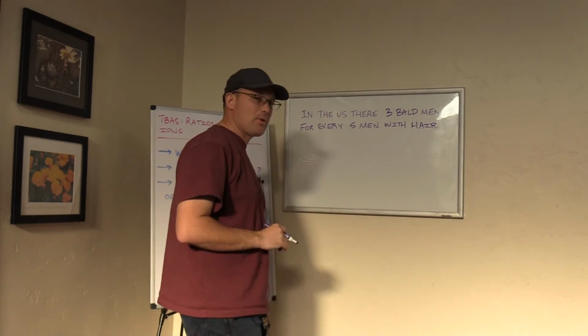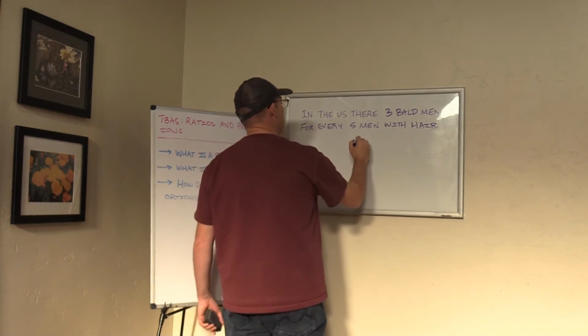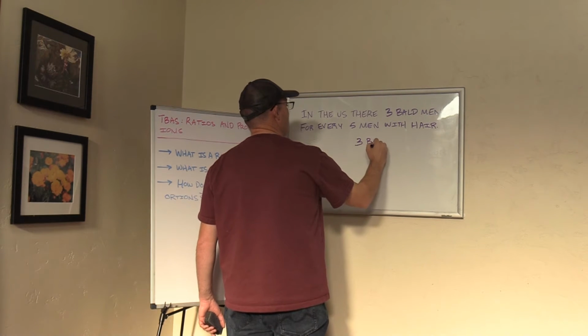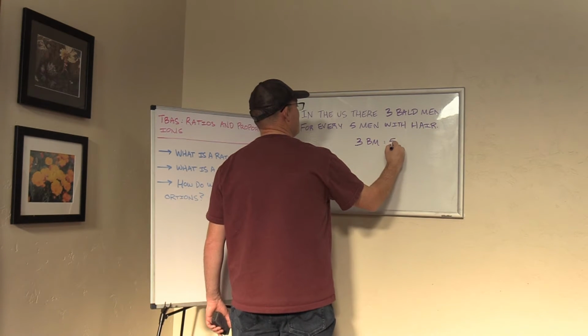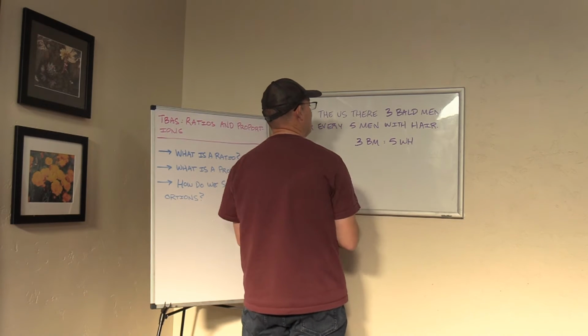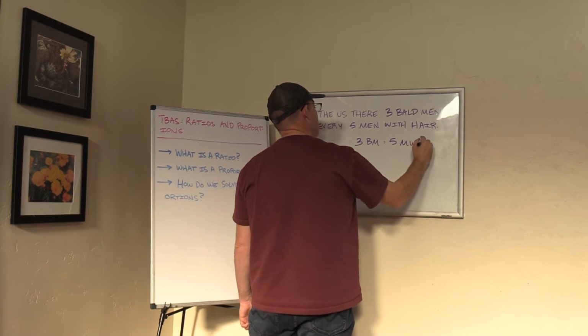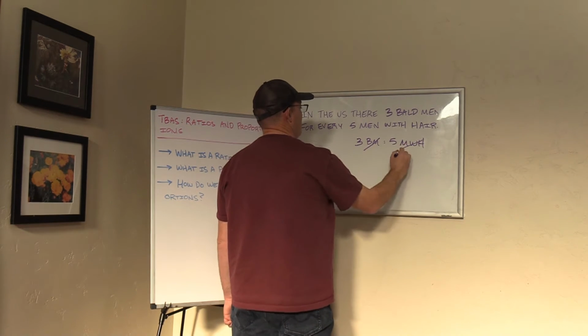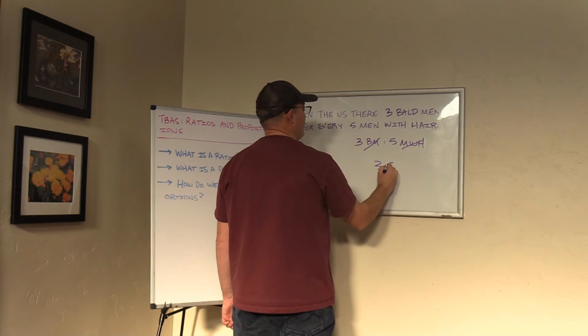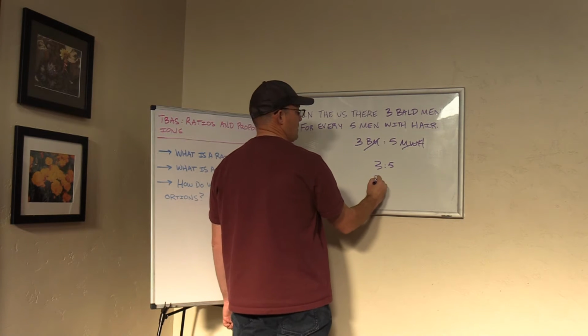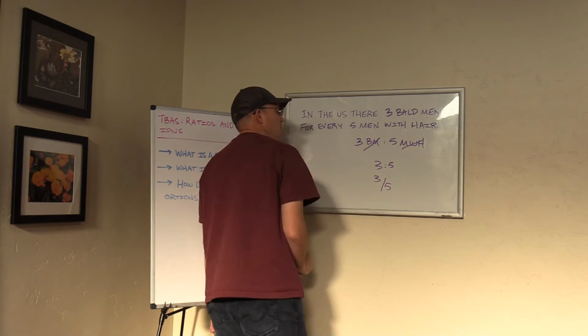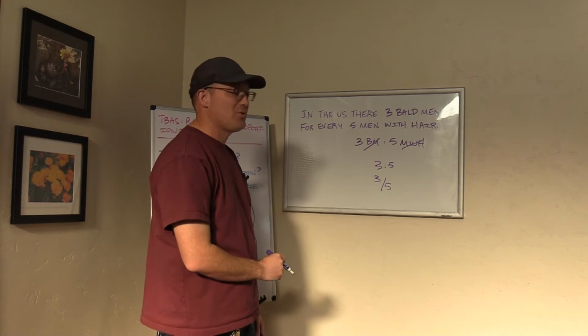So how would we express this as a ratio? We've got 3 bald men to 5 men with hair. Let's call it MWH, men with hair. That's our ratio. If we drop the units, we've got a ratio of 3 to 5, or we could write it as 3 over 5 as a fraction. So that's another example of a ratio.